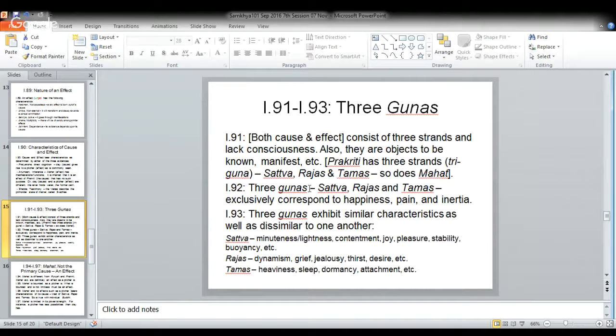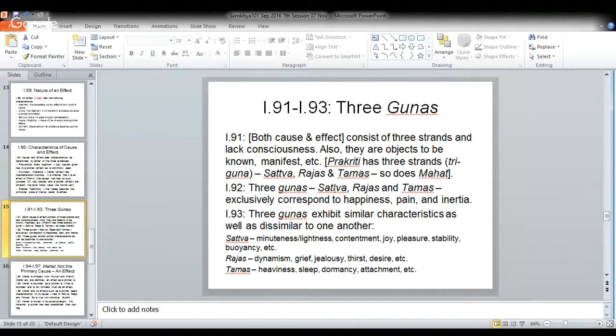1.92. Three gunas, namely Sattva, Rajas, and Tamas, now he specifies their role. They exclusively correspond to happiness. His word is priti. This is aprIti, pain, and moha for inertia. So vishada, he is using the term vishada. So happiness, pain, and inertia. And then in 1.93 he says, three gunas exhibit similar characteristics as well as dissimilar to one another.